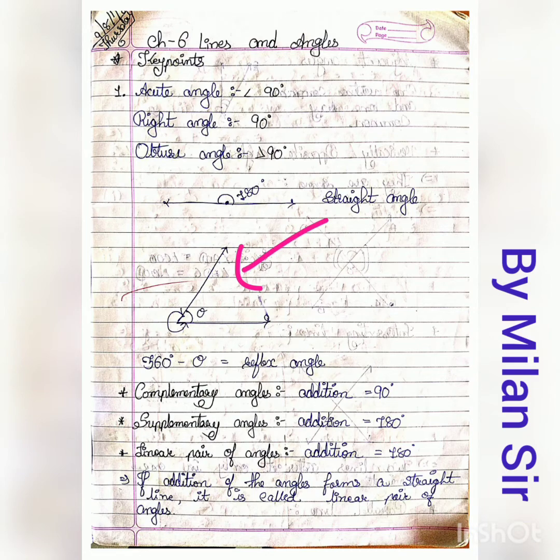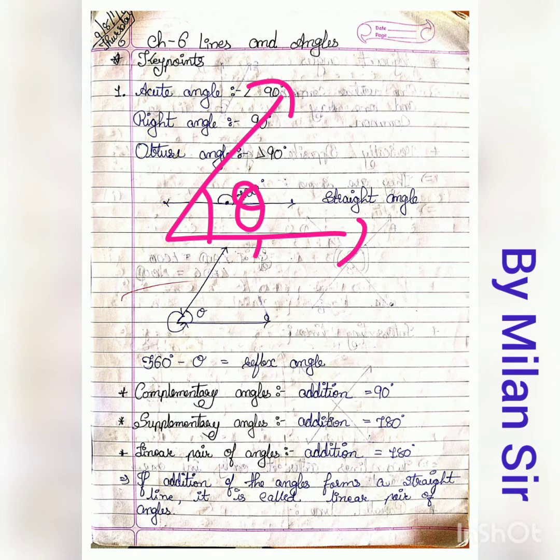After that, reflex angle. Here it is given reflex angle. Now if this angle is theta, then the exterior angle, this blue angle, is called reflex angle, 360 minus theta. That means from 360 degree you need to subtract angle theta.